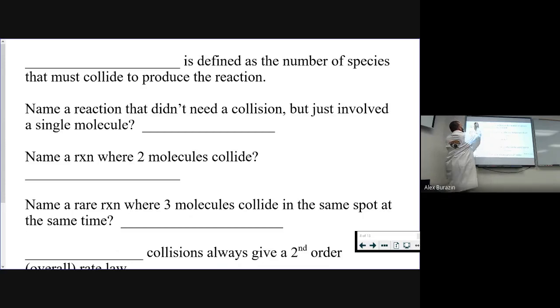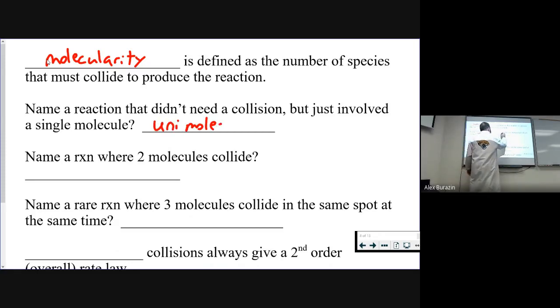This is called molecularity. That's not spelled right. Molecularity. There you go. So molecularity describes how many molecules are smacking into one another. Name a reaction that didn't need a collision, but just involved a single molecule. This is called unimolecular. This, of course, meaning one.